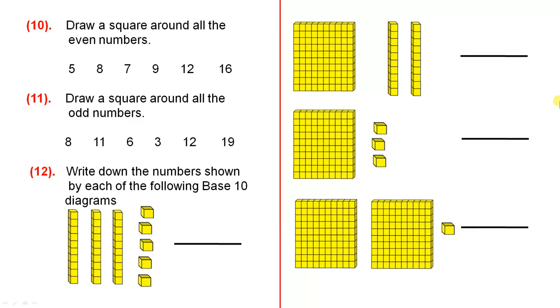Question 10, draw a square around all the even numbers. Question 11, draw a square around all the odd numbers. And question 12, write down the numbers shown by each of the following base 10 diagrams.